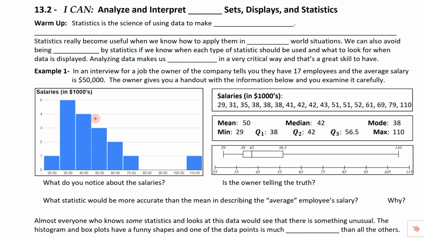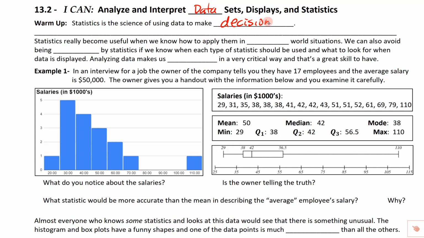Moving on with Unit 13, the I CAN statement for 13.2 is I can analyze and interpret data sets. So we'll write data right here. Data sets, displays, and statistics. So the focus of what we're going to do today is about analyzing and interpreting those data sets and their displays and statistics. So a reminder here in the warm-up, it says statistics is the science of using data to make decisions. So let's write the word decisions right here.